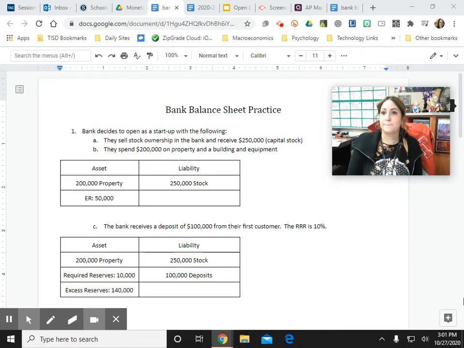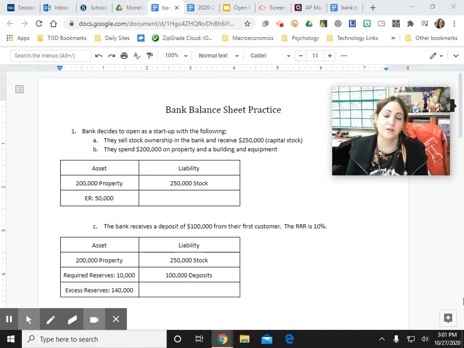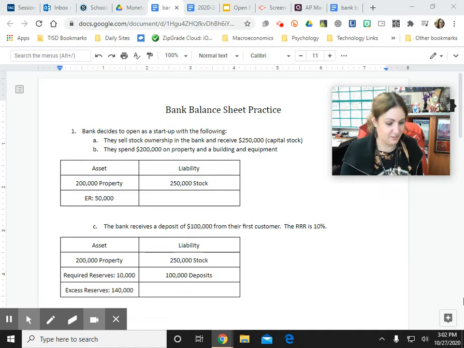I hope the bank balance sheet will not be on the official FRQ this year, but you always expect the best but prepare for the worst, and bank balance sheets.